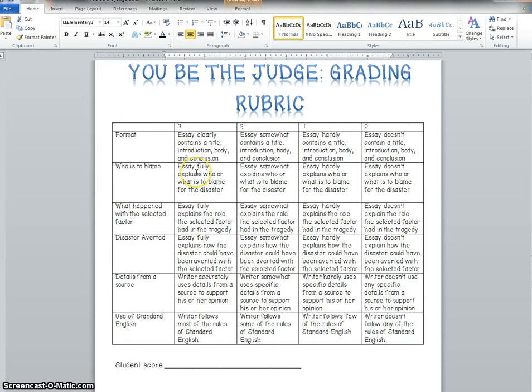You have to make sure you fully explain who or what is to blame for the disaster. You have to fully explain the role that that selected factor had in the tragedy. You need to fully explain how the disaster could have been averted with the selected factor. And you need to accurately use details from a source to support your opinion. And don't forget, you must follow the rules of standard English. So this is how I will be grading your work.